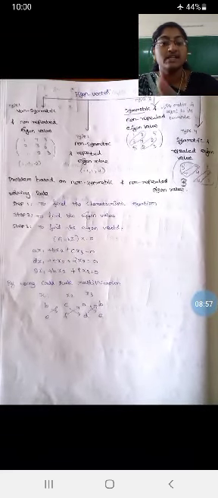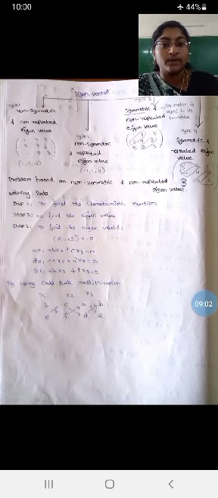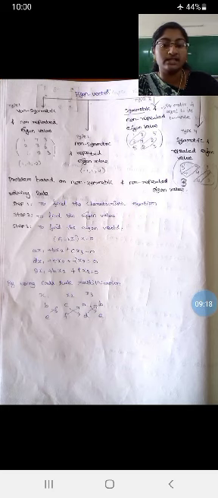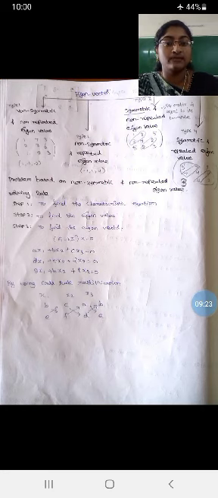Next, type 3, symmetric and non-repeated eigenvalue. Symmetric means a square matrix is equal to its transpose. See in our square matrix, our row is equal to its column. So that is the transpose. See 1, 3, 5 in our row, and also see the column 1, 3, 5. So this is symmetric and non-repeated eigenvalue. If we solve this, we get different eigenvalues. So this is our type 3. Then our type 4 is symmetric and repeated eigenvalue: symmetric, row equal to its column, and also repeated eigenvalue.